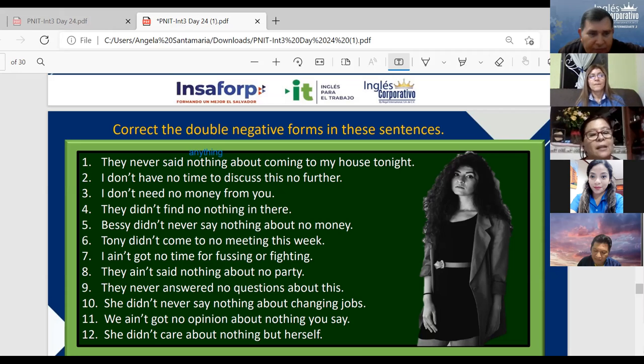I ain't got any time for fussing or fighting. This is what they say: I ain't got no time for fussing or fighting. So "I ain't got no time" means I don't have any time for fussing or fighting, for causing problems or for fighting. I don't have it. What is the meaning of fussing? Causing problems.